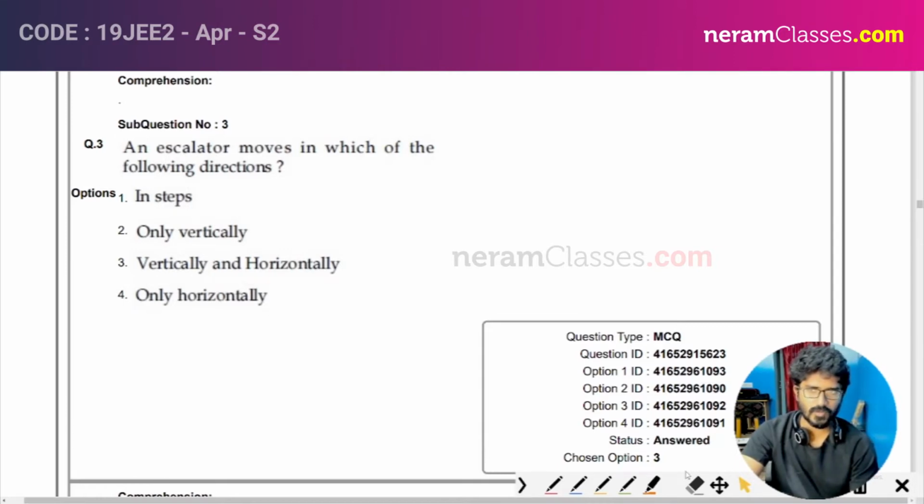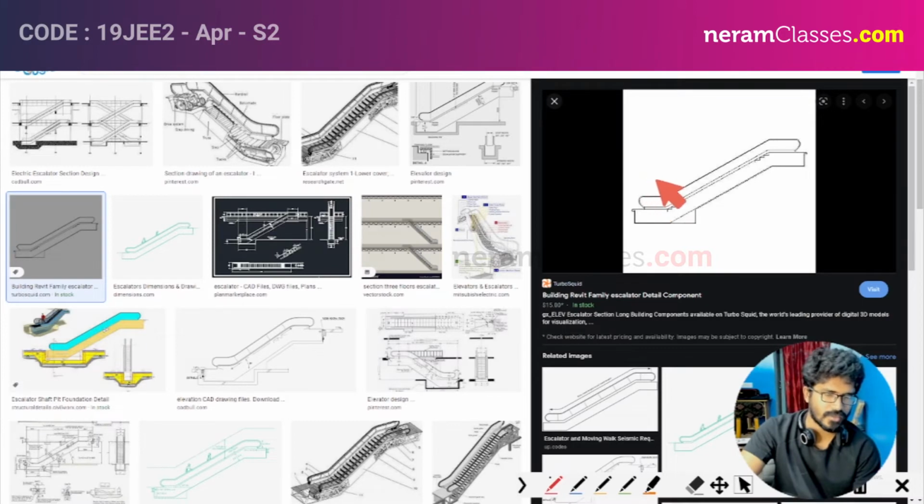Question number 3: an escalator moves in which one of the following directions? In steps only, vertically and horizontally, only horizontally. An escalator is a circulation device. It is used for moving from one floor to another floor. A corridor in a building is used for horizontal circulation, whereas an escalator is used for vertical circulation, just like a staircase. But here the question is in which direction the escalator moves.